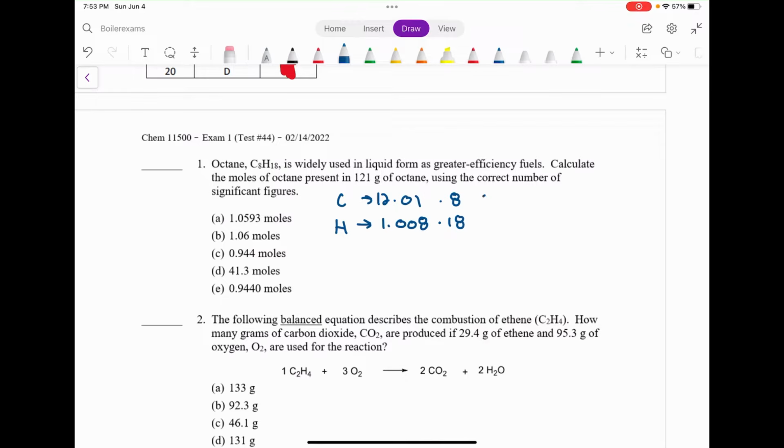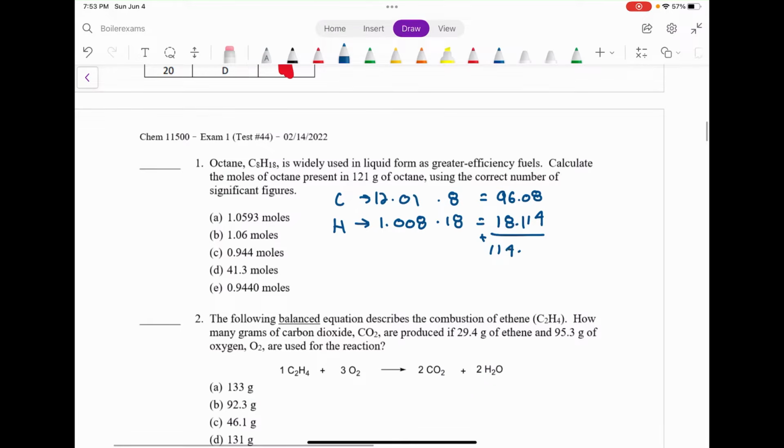Multiply those, get 96.08, and then 18.114. Okay, and then we can add those up. 114.224 grams per mole. Now they want sig figs, and the molecular weight of carbon was only down to 2 decimal places. So this one goes away.